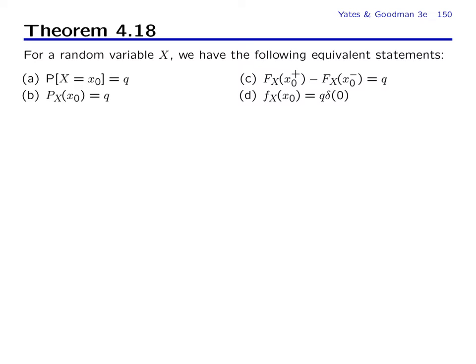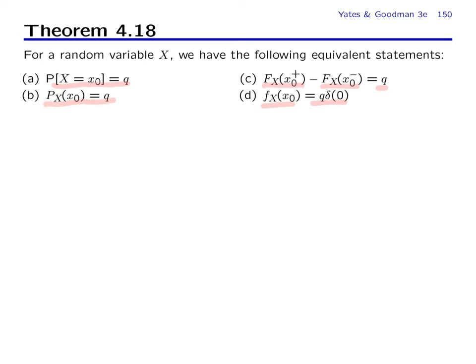When you have random variables where x0 occurs with some non-zero probability q, right? We now have a couple different ways to represent that. So we can have that the probability x is equal to x0 is q, or we could have the PMF at x0 is q, or we could have that the CDF just past x0 minus the CDF just before x0, the height of that jump, is equal to q. And then finally, we can have an impulse at x0 in the PDF.